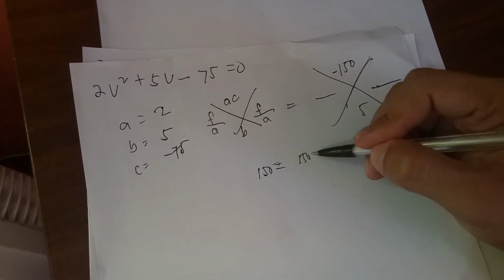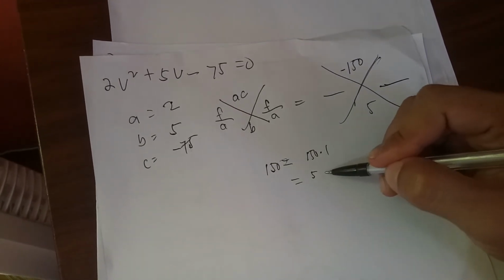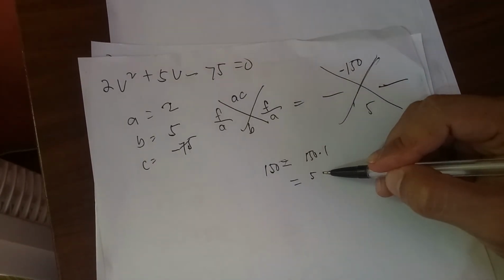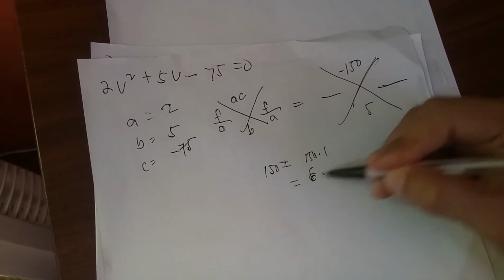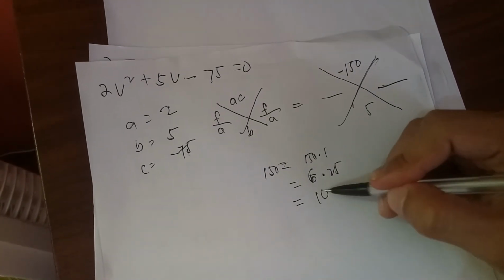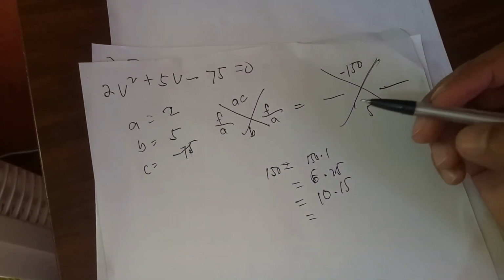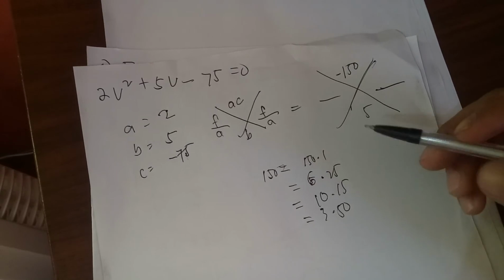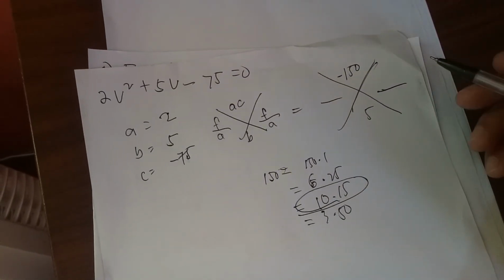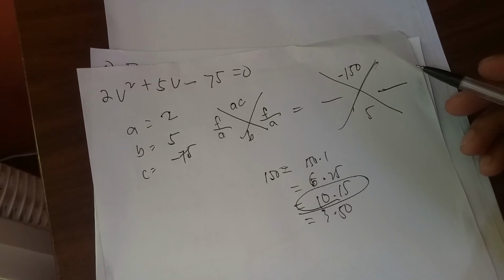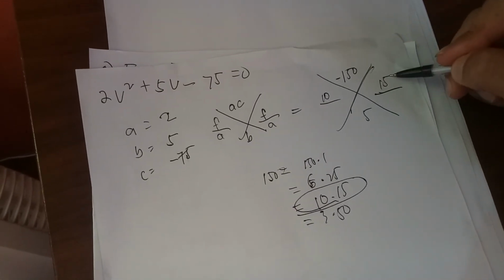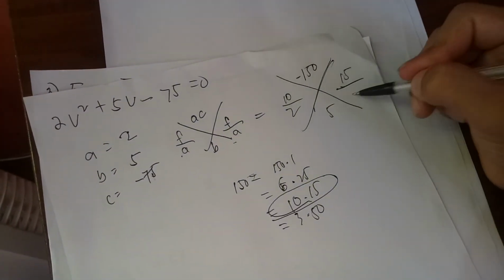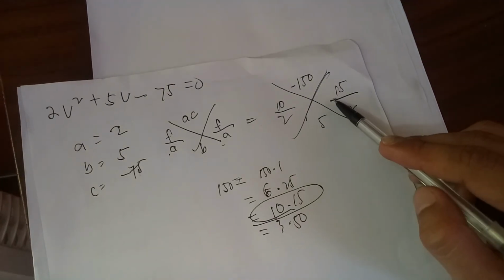This can be 150 times 1. This can be 5 times what? 30. Or 6 times 25 is also 150. 10 times 15 is also 150. What else? 3 times 50 is also 150. So I think it's enough. Let us take 10 times 15. Then the value of a, ito yung a is 2. So 2, 2. Now, 10 times 15 is positive 150.